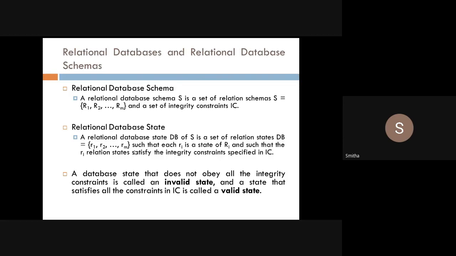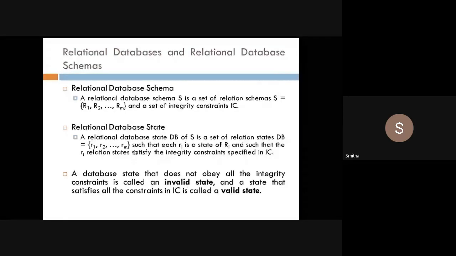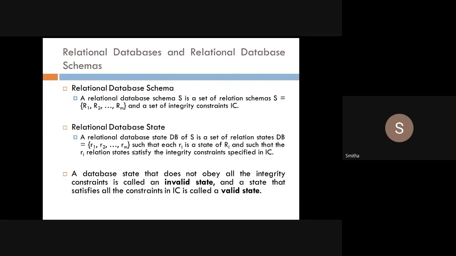Now if I have more than one table in a database, then each relation schema I will refer to as R1, R2, R3, like that. Then the entire set of those schemas I will call S, that is relational database schema. Got it, students? Now what is R and what is S? S is nothing but a set of different relational schemas. Till now I was talking about only R. Now one more term came into picture, that is S. S is a set of different R's, R1, R2 up to Rm, and a set of integrity constraints.